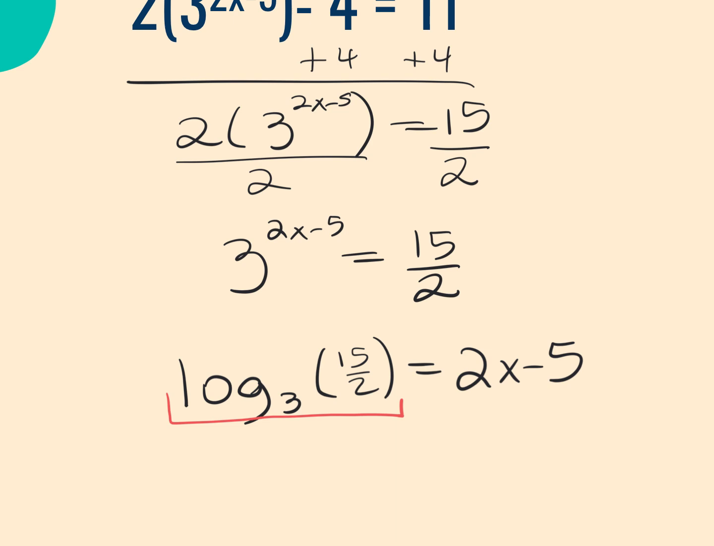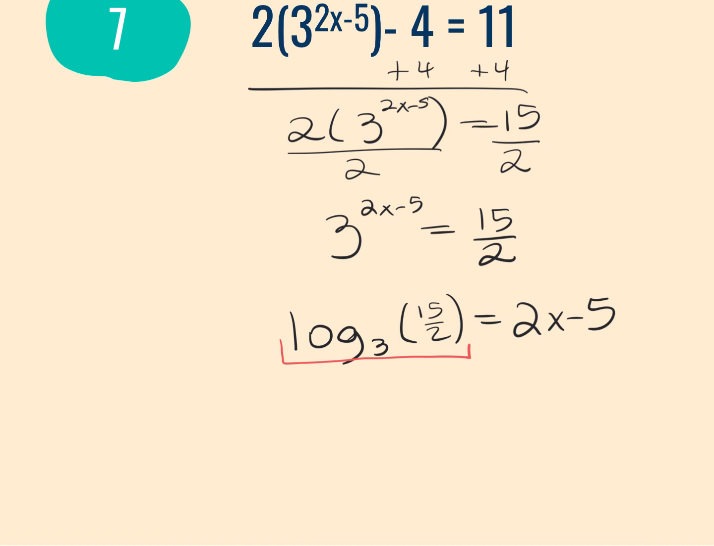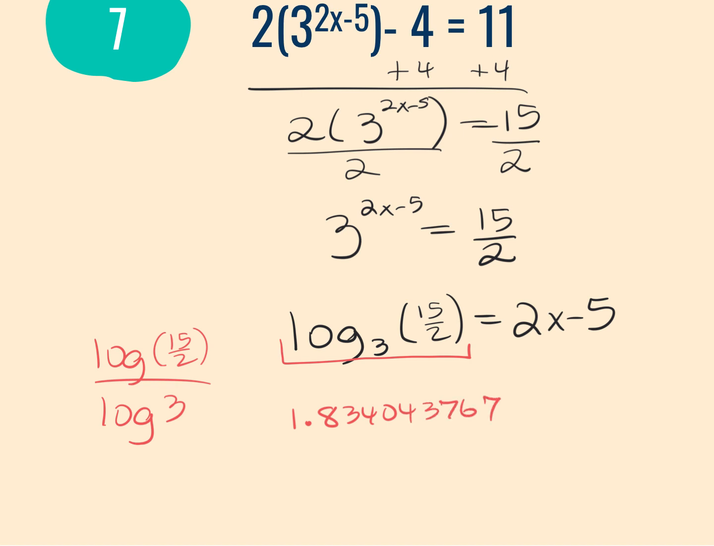Okay, so if you don't have the newer calculator, what you're going to do for this red part is you're going to do log of big font divided by log of little font, or use your log base on the newer calculator. This is going to give me 1.834043767, and it's now equal to 2x minus 5. Do not round this to 1.8. You will get it wrong on WebAssign. You need to leave the long number on your calculator.